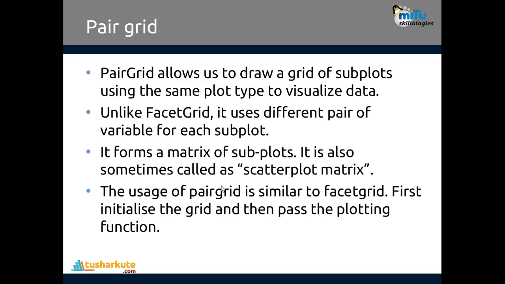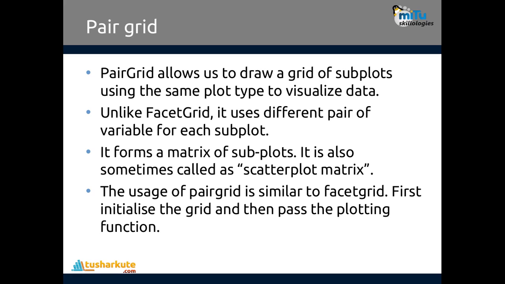Okay, now there is one more way by which we can draw this data. It's called a pair grid. Pair grid allows us to draw a grid of subplots using the same plot type to visualize the data. Unlike facet grid, it uses a different pair of variables for each subplot. Generally we call it a scatter plot matrix. We have seen the pair plot, and now let's see the pair grid.